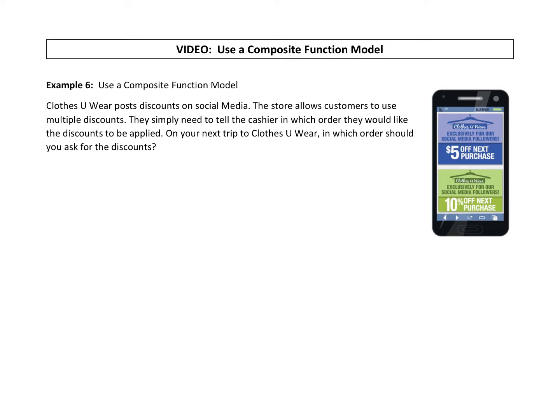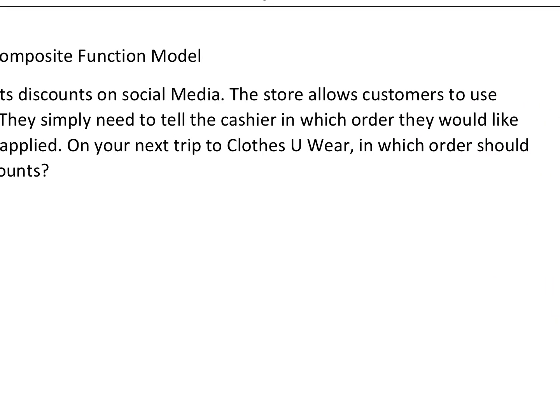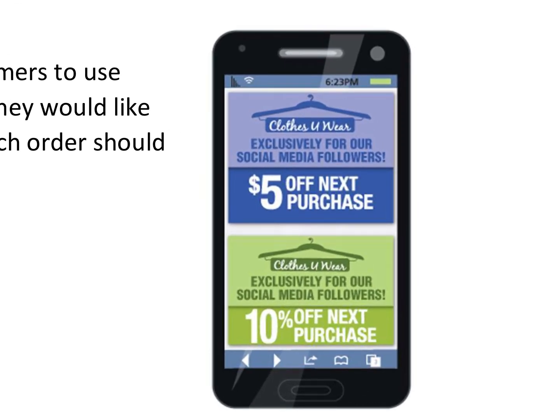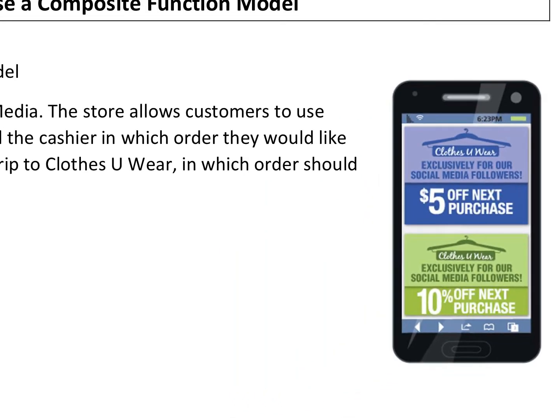All right, so if we look over here, there we go. Let's get that over here. There it is. Make it a little bit bigger for all of us. Clothes You Wear, exclusively for our social media followers. You can get $5 off your next purchase. That is one discount you can take. Or you can get 10% off your next purchase. And you are allowed to use both discounts, just which one do you want them to do, the $5 off first and then 10% off, or the 10% off first and then the $5 off? So that's what we're being asked to think through.